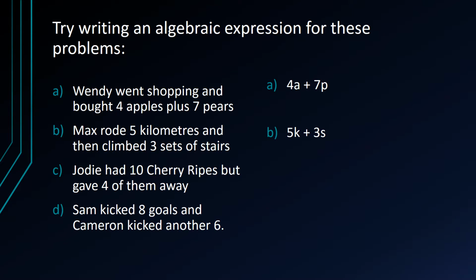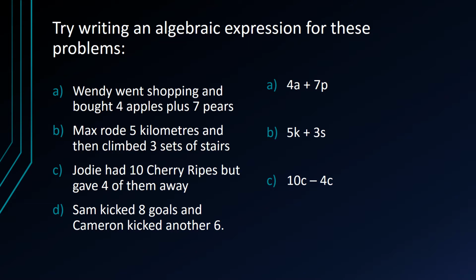Next, Max rode 5 kilometres and then climbed 3 sets of stairs. So we can represent this in an algebraic expression that looks like 5k plus 3s, where k stands for the kilometres that Max rode, and s is the number of sets of stairs that he climbed.